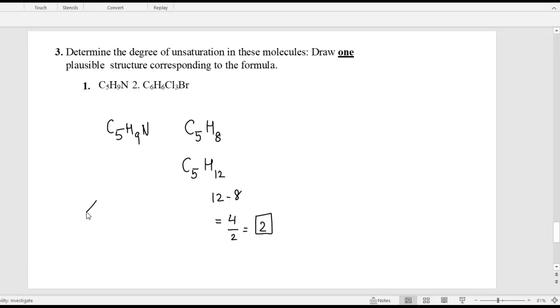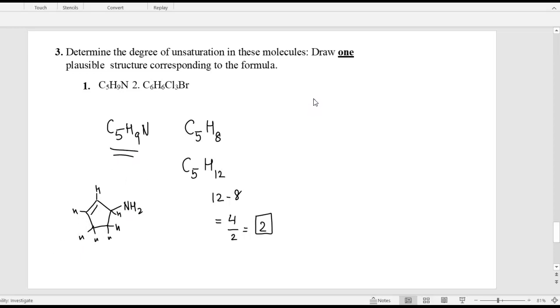So maybe you can draw something like this, where you have 5 carbon atoms, 1, 2, and then maybe put a double bond in here and an NH2. Let's count the hydrogens: 1 hydrogen here, 1 hydrogen, 2 hydrogens here, 2 here, and then 1 here. So that means 1, 2, 3, 4, 5, 6, 7, 8, 9. So there are 9 hydrogen atoms, 1 nitrogen atom, and 5 carbon atoms. So this could be a plausible structure for the formula that's given.